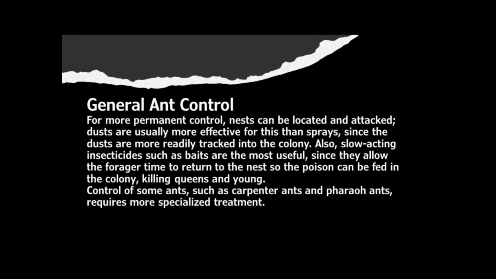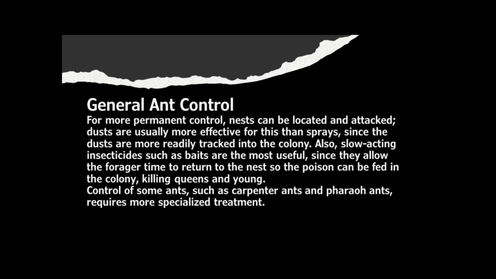General ant control. For more permanent control, nests can be located and attacked. Dusts are usually more effective for this than sprays, since the dusts are more readily tracked into the colony. Also, slow-acting insecticides such as baits are the most useful, since they allow the forager time to return to the nest so the poison can be fed in the colony, killing queens and young.